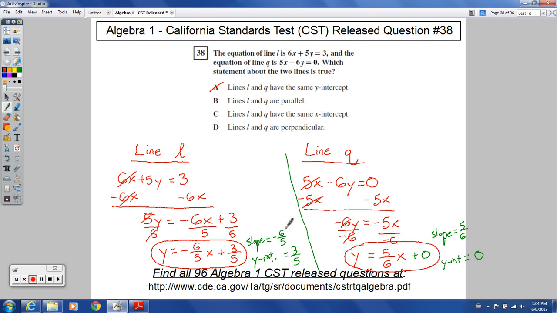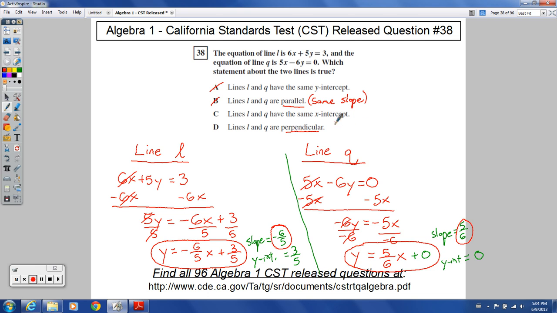But negative 6/5 and positive 5/6. What do you notice about those two numbers? If they're the same, then they're parallel. So are these the same? Do they have the same slope? No, they do not have the same slope. What are they actually? It looks like one is the other one flipped around, and one is positive, one is negative. So parallel lines have the same slope, which is not happening here.